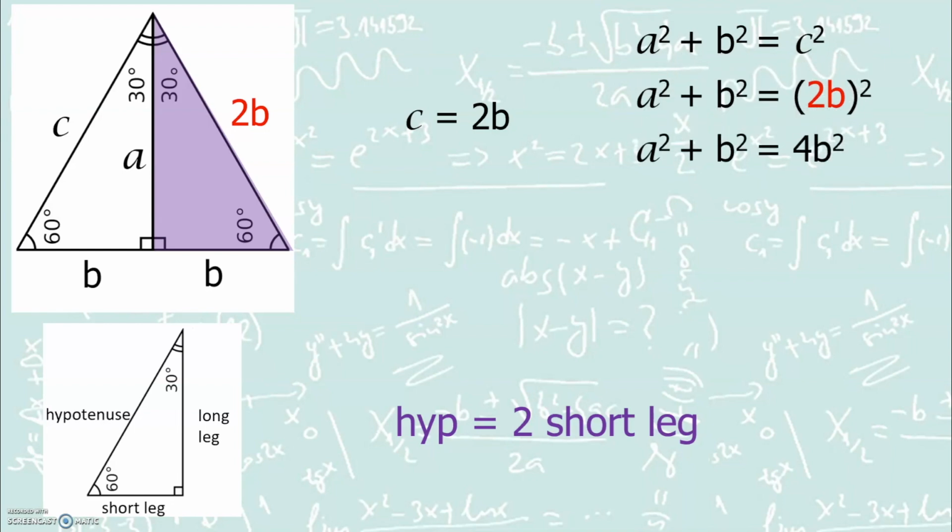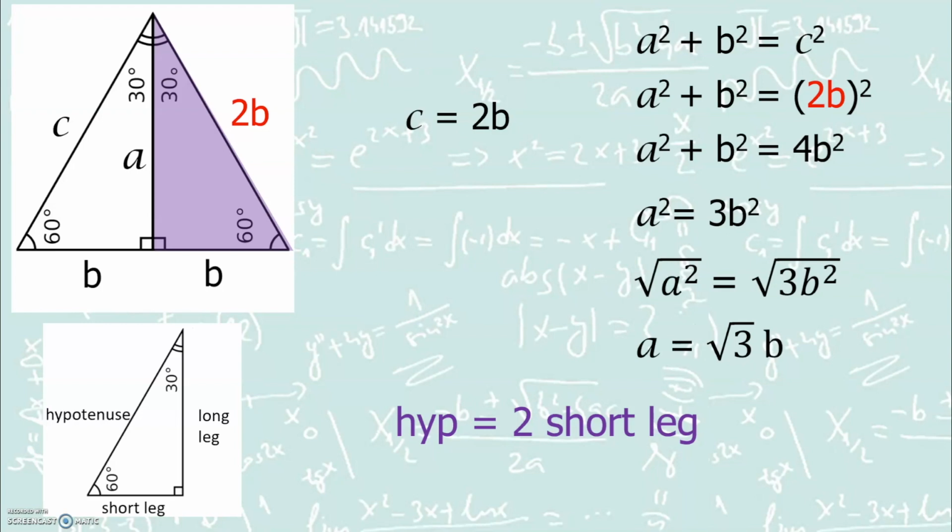Now, if we solve for A, we discover that A equals the square root of 3 times B. If we look back at our labeled triangle, that tells us that our long leg is the square root of 3 times the short leg. So students have now seen this relationship both inductively and deductively.